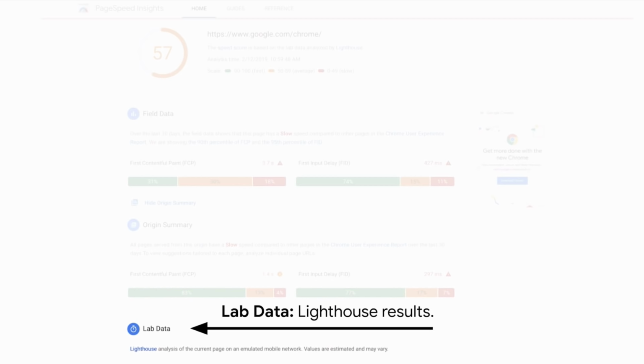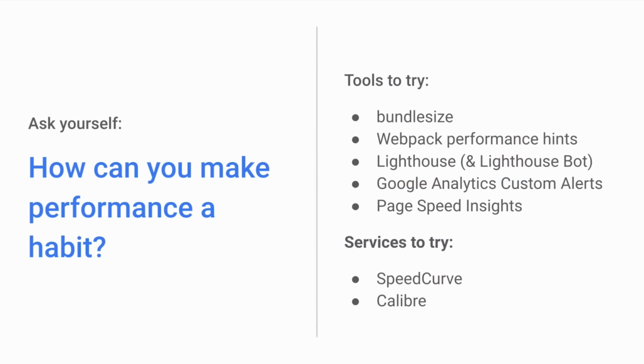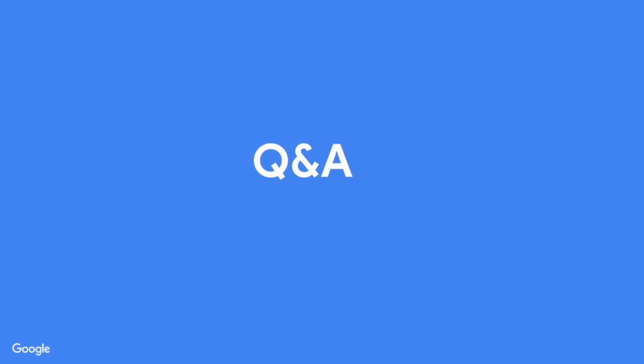And the last part of the PSI report is lab data. This is just the same data that you would find in a Lighthouse report. We've already gone over Lighthouse, so I won't go into any more detail about what the lab data section contains. That brings us to the end of our discussion of performance budgets and performance budget tooling. And now we're going to move into taking your questions.